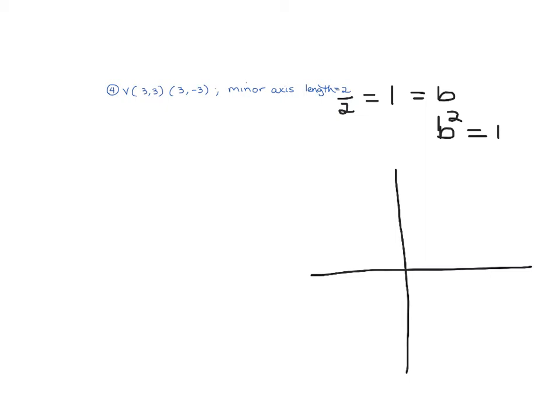So I could graph the 2 vertices. Again, remember the vertices are located at the ends of your major axis. So if I were to graph 1, 2, 3, 1, 2, 3, so the ordered pair 3, 3. And then I'm going to graph positive 3, negative 3. So you can already see that this is the ends of the major axis. So my major axis is going to be vertical.